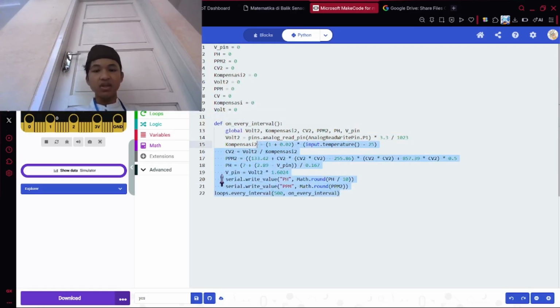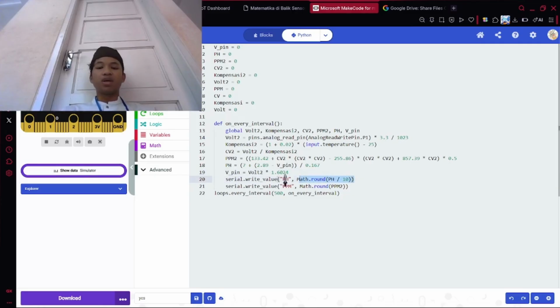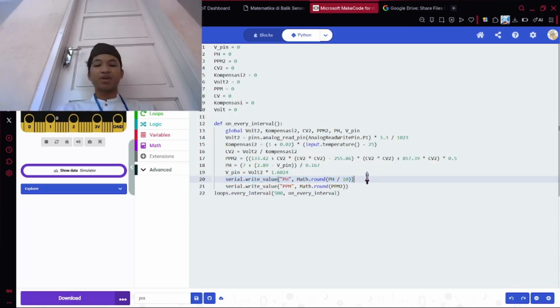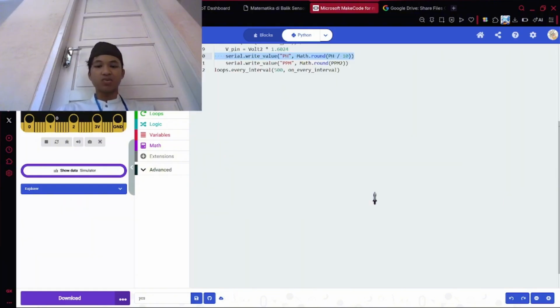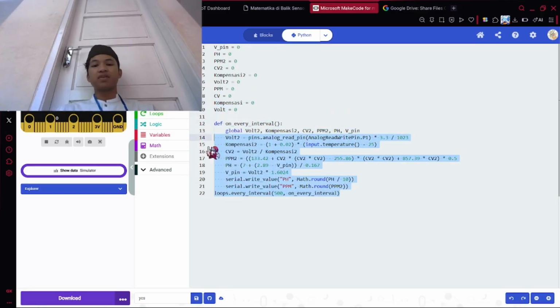Oh yeah, and for the input of pH, you divide it by 10. Why? Because if you add it into the simulation without dividing it, it will become a 2 or 3 digit number. What was before 7 will become 70, what was before 8 will become 80. That's why we must divide it by 10 to remove the extra digit. Then you round it also to make it clean. And that will repeat every 500 milliseconds.